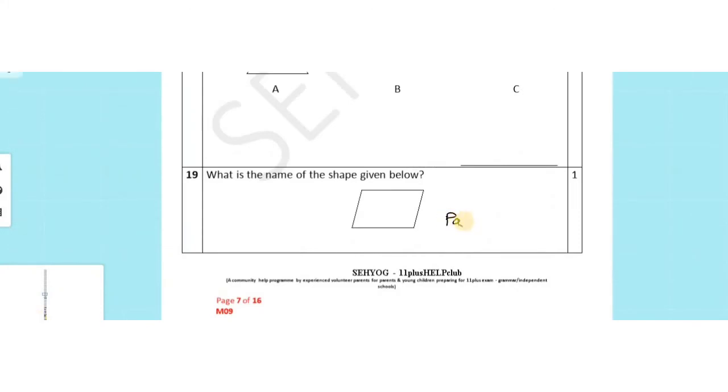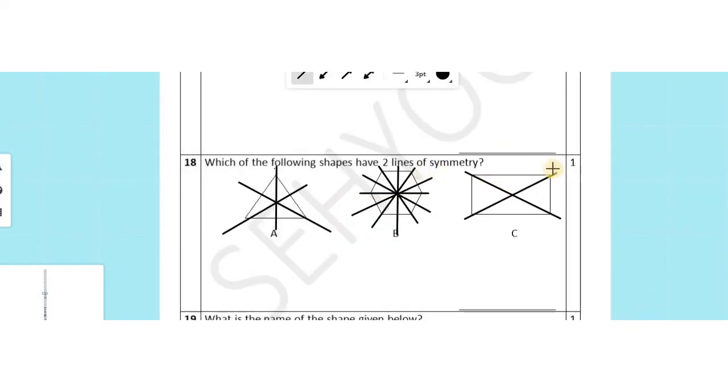Number 19, the name of this shape is parallelogram and it has 2 pairs of opposite sides parallel, both pairs of opposite sides parallel. Number 18, we can see a triangle has 3 lines of symmetry. A hexagon has many lines of symmetry, but a rectangle has only 2 lines of symmetry.